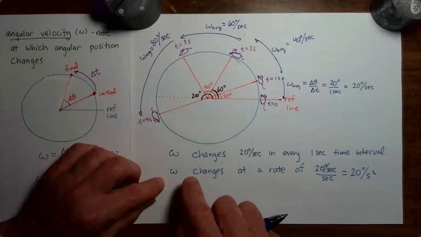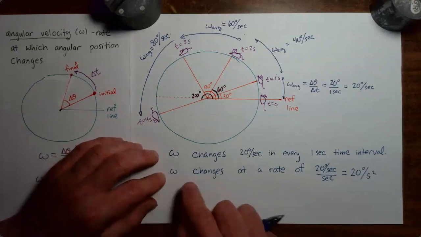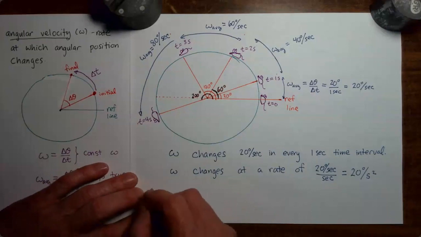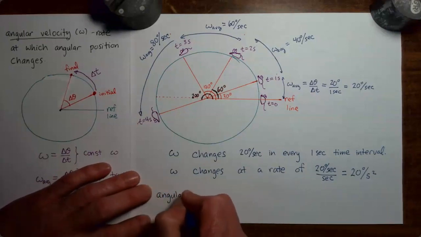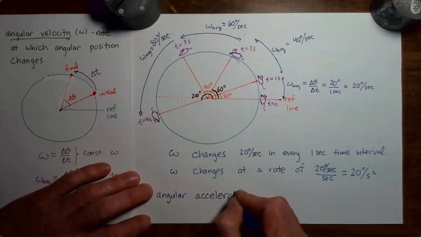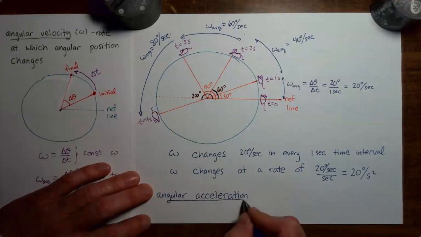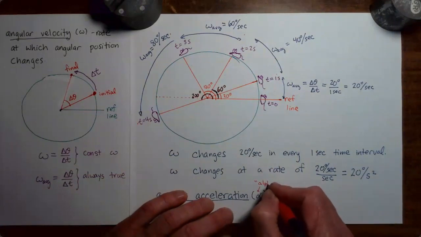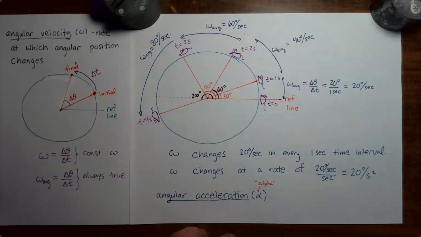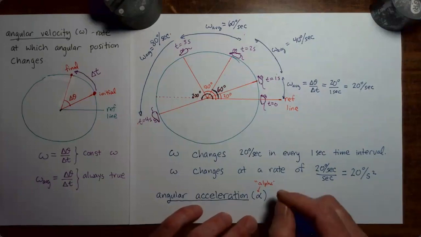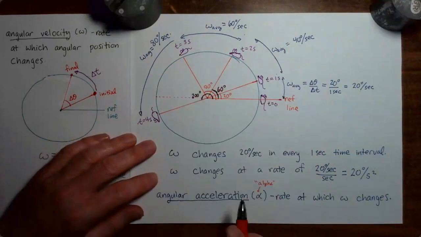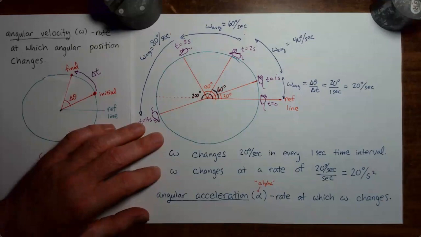Okay, so we have the idea that the angular velocity can change. The angular velocity can change at a specified rate. Let's give that rate a name. Let's call that the angular acceleration. The symbol we use for that is the Greek letter alpha. The angular acceleration is defined as the rate at which the angular velocity changes. So in particular, we could say that the mouse in the figure here has an angular acceleration of 20 degrees per second, or 20 degrees per second squared.